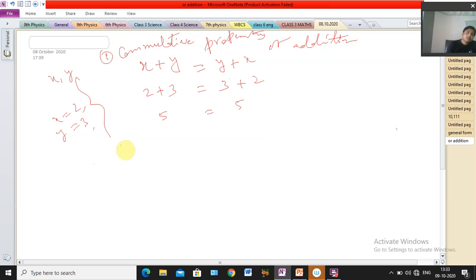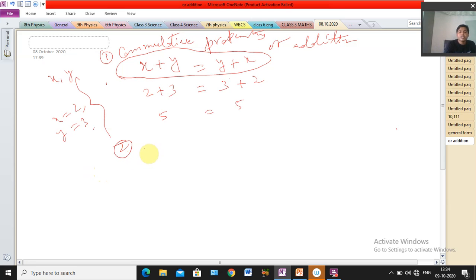Next, so commutative property of addition means x plus y equals y plus x. If we take two variables, any two variables we can take. Instead of the variables, if we put values, we will get the answer and your concept will be clear.